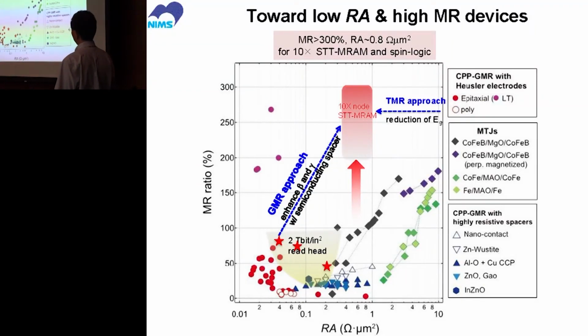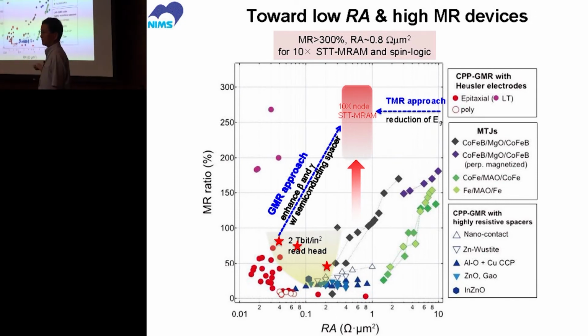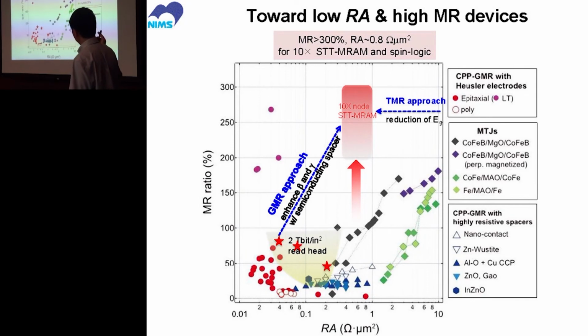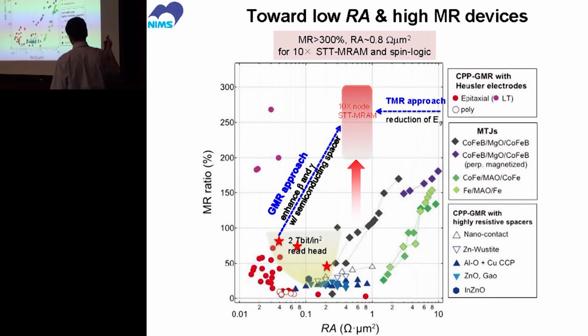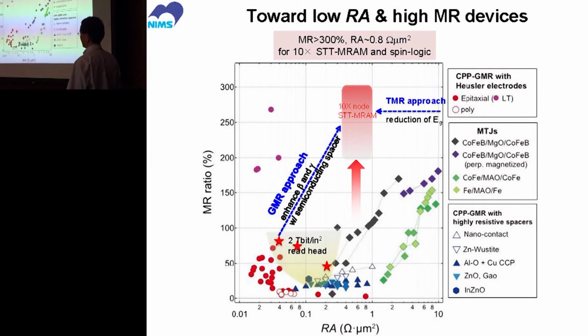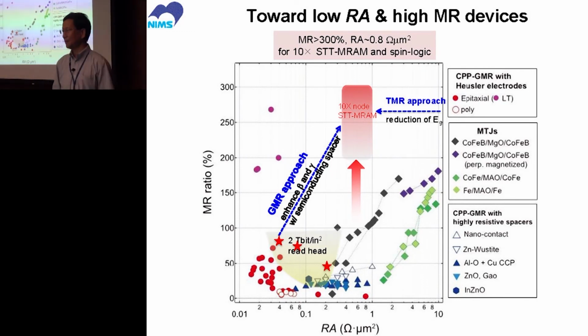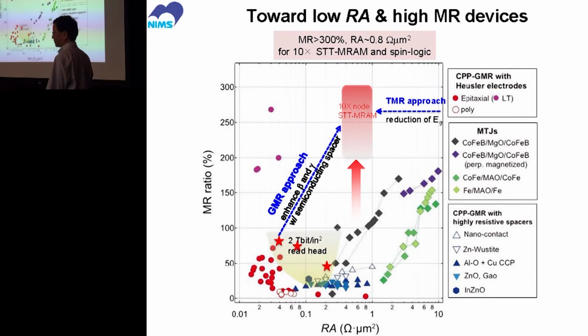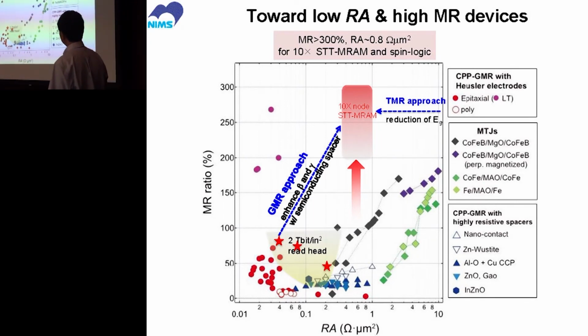So this is the summary of all types of MR devices. Not only CPP-GMR, I include the data for the magnetic tunneling junction, TMR devices. This is MR, and this is the RA range. So now, using Heusler alloy, CPP-GMR can satisfy this area. So this one satisfies the requirement for the 2 terabit per square inch recording reader.